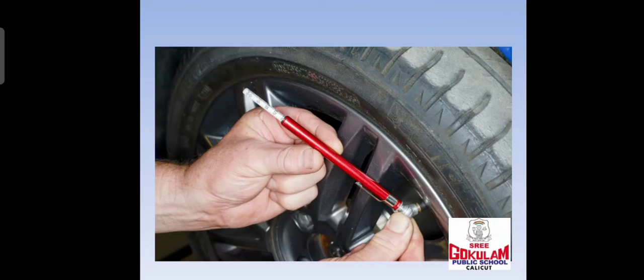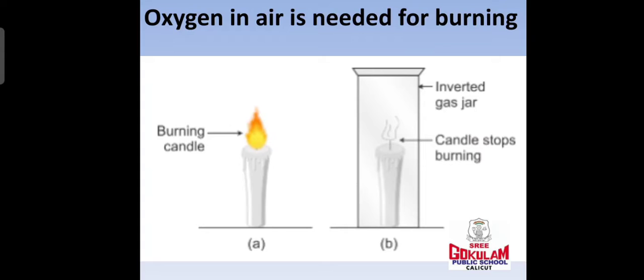Oxygen in air is needed for burning. For this activity, we can take 2 candles. Fix 2 small candles on a table. Cover one of the candles with a glass. You will find that the flame goes off after a few seconds. However, the uncovered candle keeps burning. This activity shows that air is needed for burning.